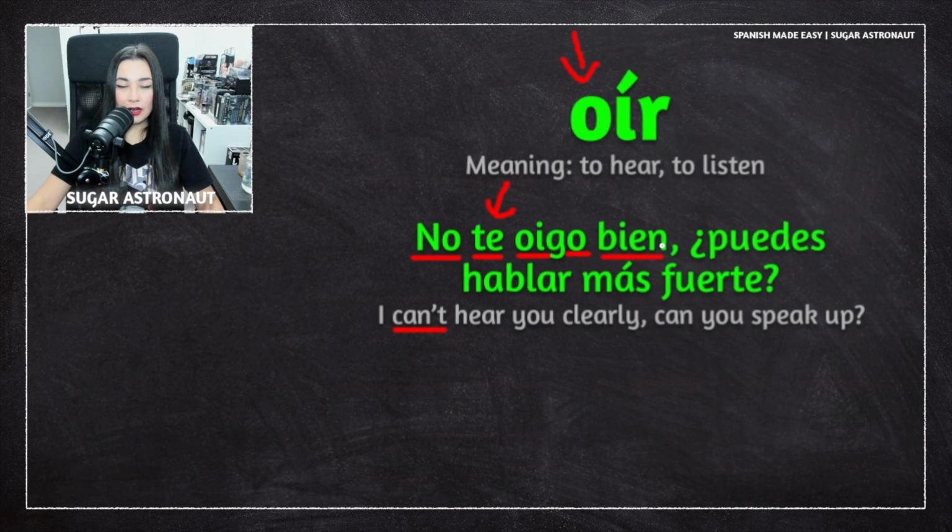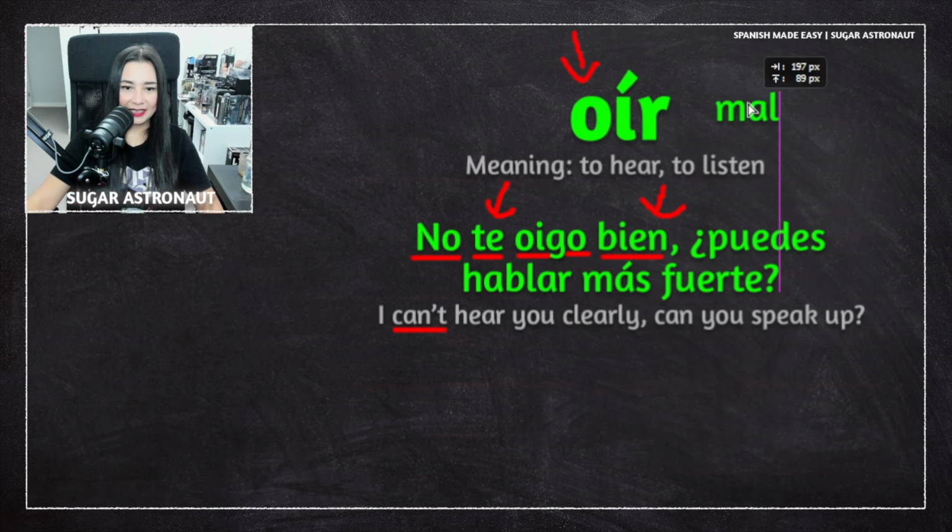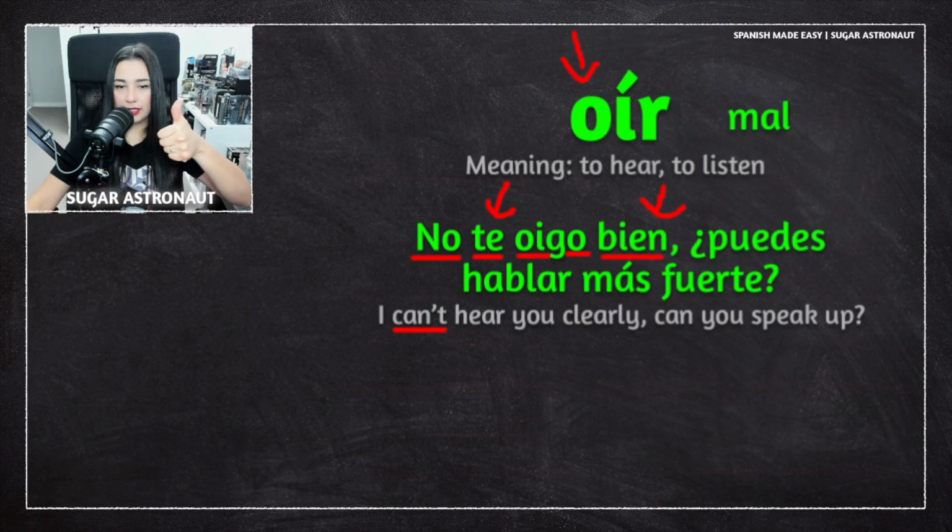No te oigo bien. Oír bien means to hear clearly, or you can hear someone or something. When you use the word bien, oír bien, you can hear. Oír mal is the opposite. Mal is spelled M-A-L. I'm just gonna put it here really quickly. Let's just put it here. Mal means, well, it's the opposite of bien. Oír bien, you're listening. Oír mal, you're not listening. You can't hear clearly.